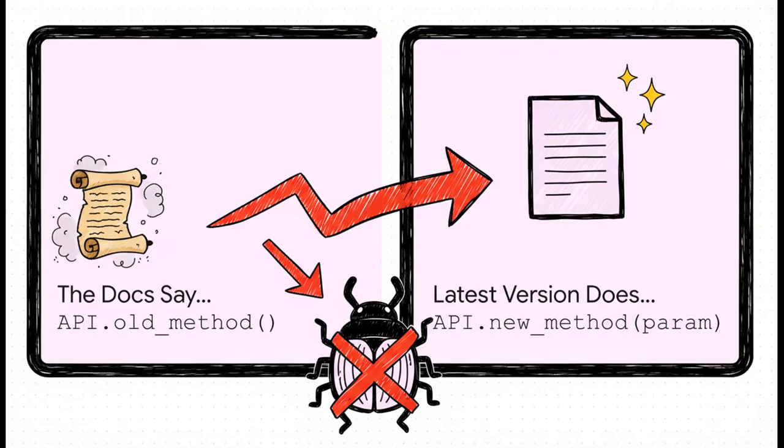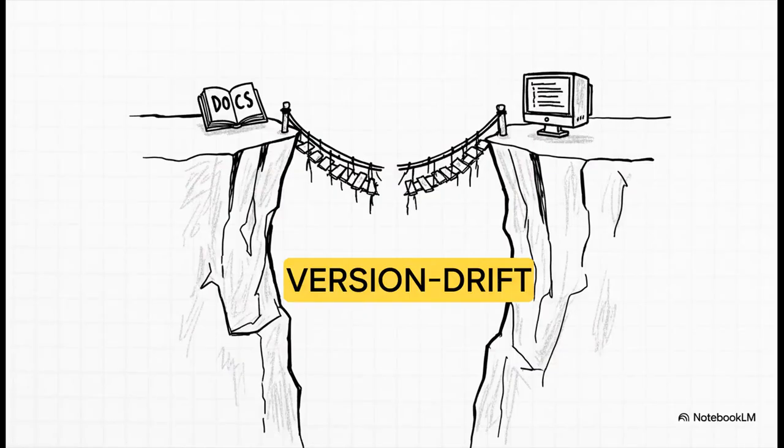It can be something so simple. On the left, you've got the old doc saying, hey, use API.old_method. But in reality, on the right, the latest version has renamed the method and now it needs a parameter. It's these tiny little differences that lead to so many bugs. Yep, that little gap right there, that's what we call version drift.